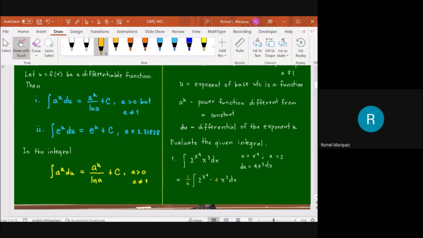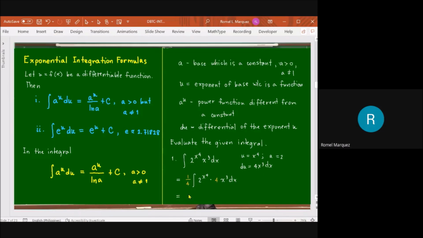So finally, we now have what? This now reads as 1/4 integral of a to the u du. What is this, guys? This is u, not x. What about this? This is du, no? Not dx. Okay? So what's the answer? 1/4 integral of a to the u du is a to the u over ln a, but what is our a? 2, and then plus C.